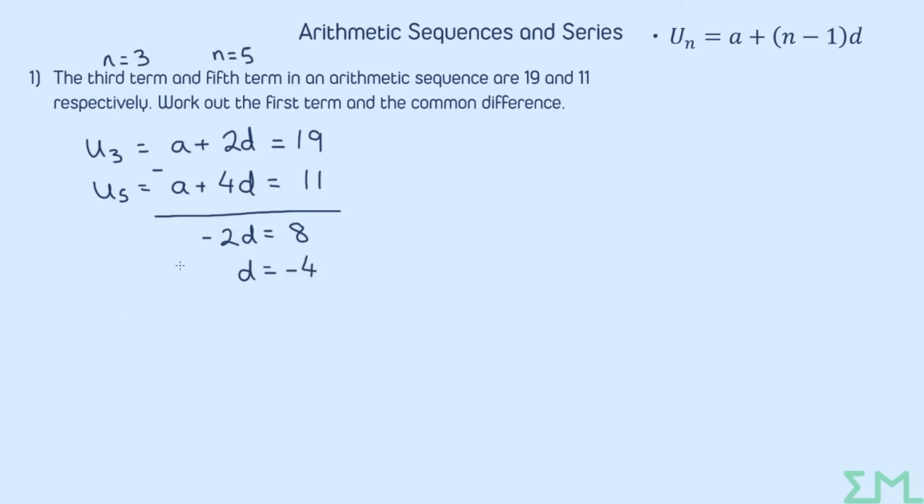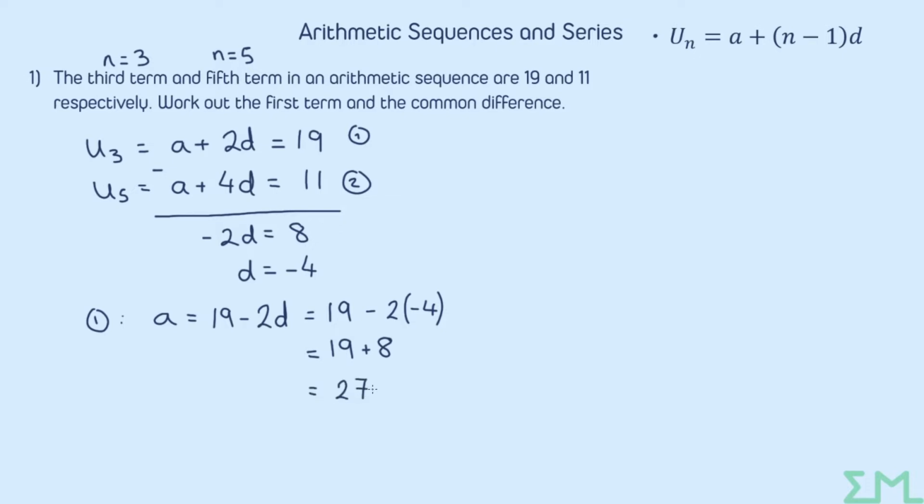Don't forget that we've got to go back and work out the first term. So we could, for example, take equation 1, sorry, I should label them really, 1, 2. So from equation 1, we've got that a is 19, take away 2d. So that's going to look like 19 minus 2 lots of negative 4, which will be 19 plus 8, minus and minus. So we get 27. So we can see here that the sequence would be 27, and we're taking 4 every time, so then 23, then 19.